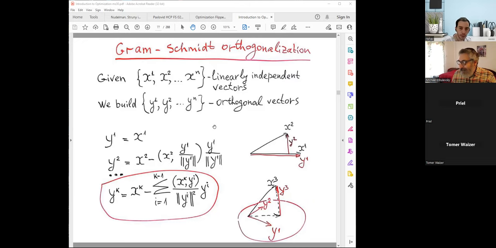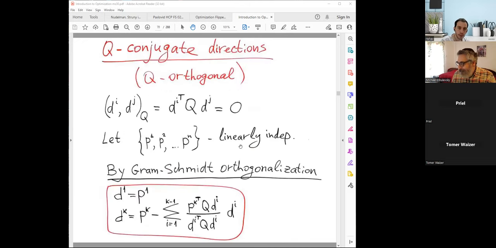Okay. And now we use this concept in Q conjugate, building Q conjugate directions, where whenever we want to minimize the quadratic function. I forgot to write it, so I will write it here.